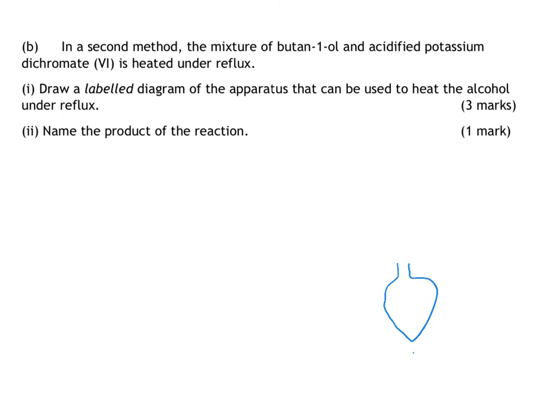Speaking of which, you need some heat. Easiest thing is just an arrow. You might want to write the word heat since it says labelled, but certainly don't need to be drawing a Bunsen. Probably wouldn't use a Bunsen because of the flammable liquids. Don't forget to put something in your flask. So don't forget to put a line just to show there is something in there.